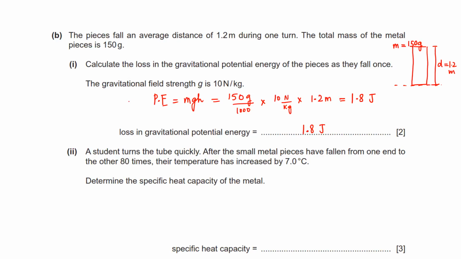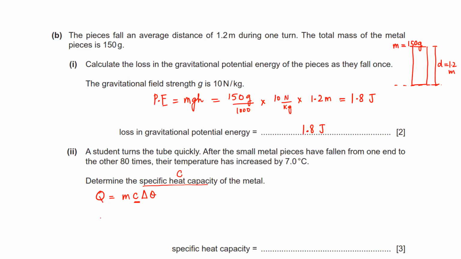Then part 2, it says the student turns the tube quickly after small pieces of metal have fallen from one end to the other 80 times. Okay, and the temperature has increased by 7 degrees centigrade. So determine the specific heat capacity of the metal. So remember that Q is given as m c delta theta, and c is your specific heat capacity, or small c.